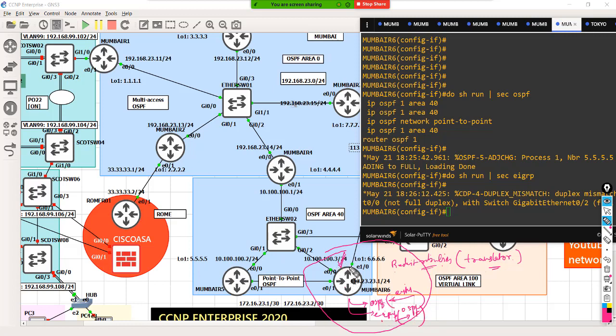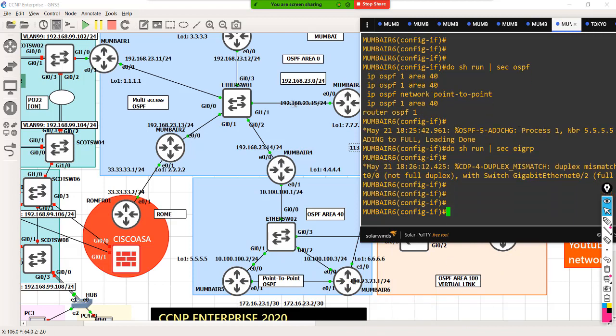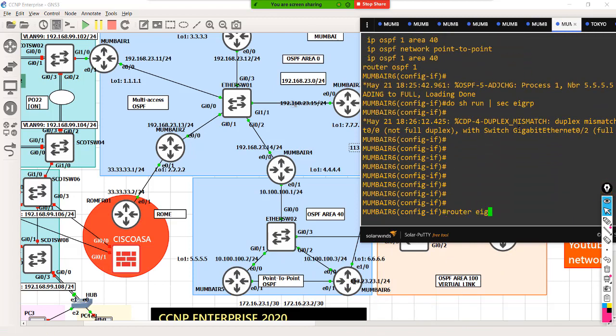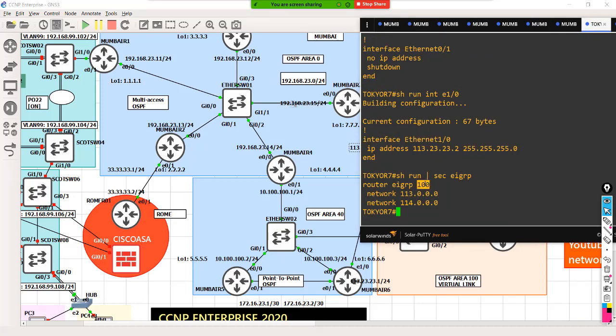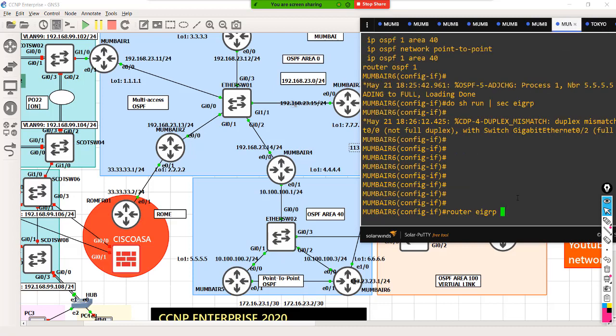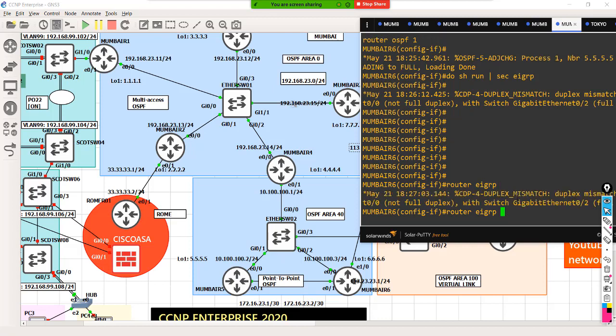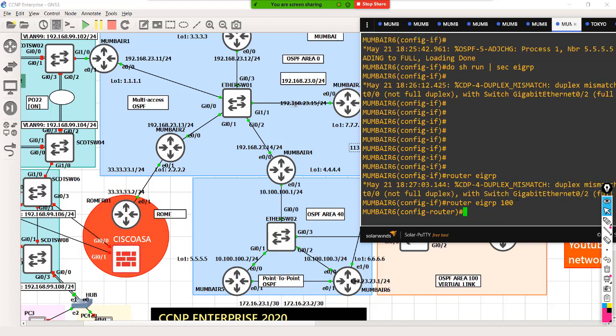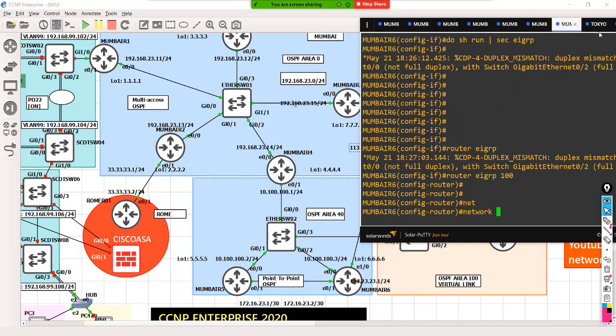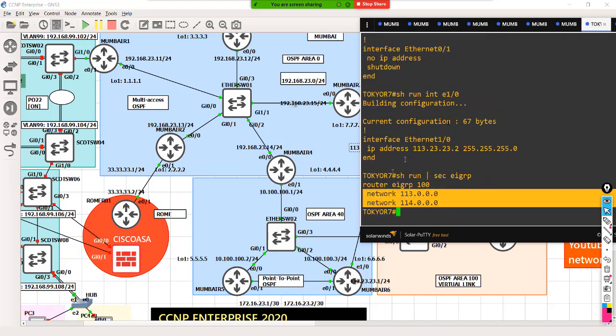This is a router which will act as an ASBR, autonomous system boundary router, shared with EIGRP on one side and OSPF on the other side. So the two configurations are important. I go to router EIGRP, and what is the autonomous system? That is 100. To form EIGRP neighborship, the mandatory thing is only the autonomous system. The other things like timers are not important. So this is my autonomous system, and I'm going to advertise these networks. I'll just copy and paste it here.